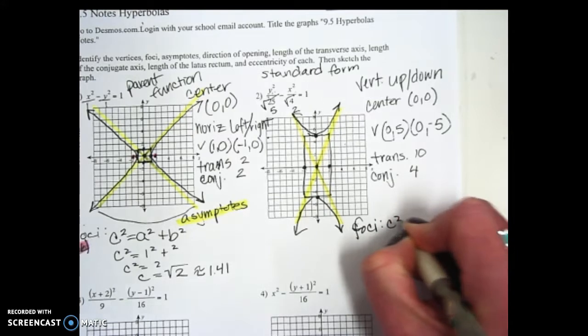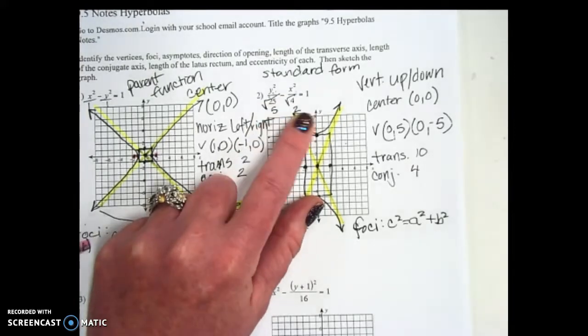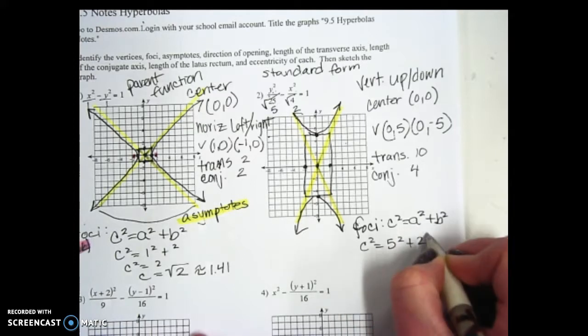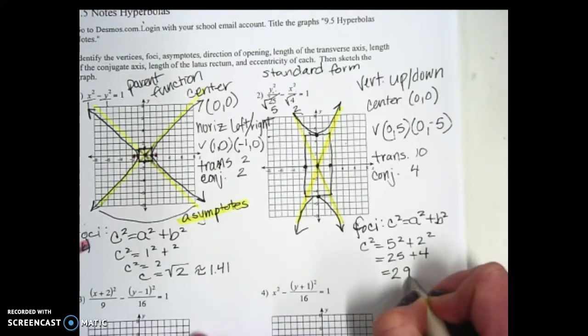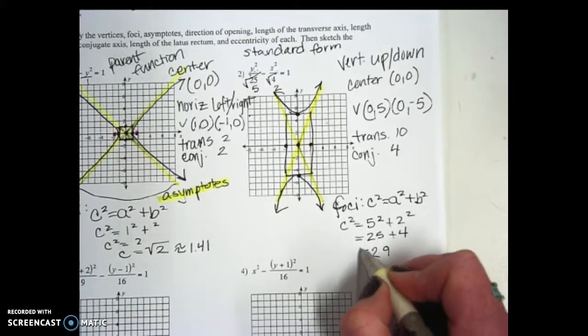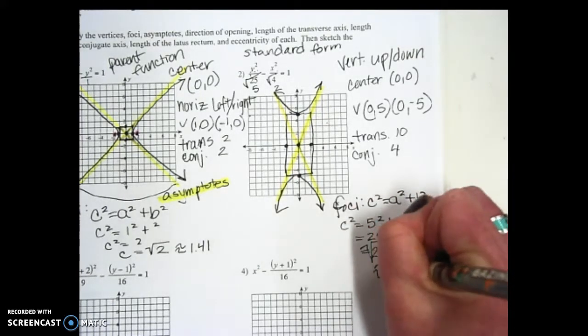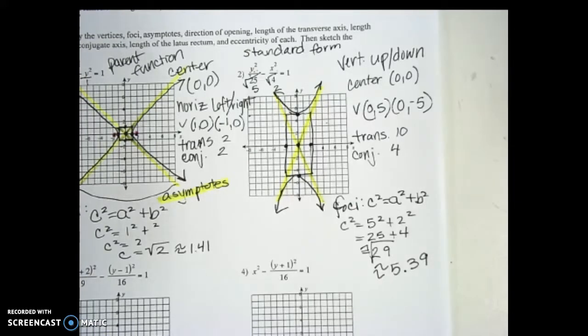So it's c squared equals a squared plus b squared. So I'm going to do 5 squared plus 2 squared. 5 squared plus 2 squared, so 25 plus 4, which is 29. And then take the square root of it. So if you do it in your head, you're like, okay, it should be a little more than 5, right? But if you punch it in your calculator, you're going to get something close to 5.39. So roughly 5.5 on this small of a graph. If you do about halfway between 5 and 6, it's going to be close enough, right?